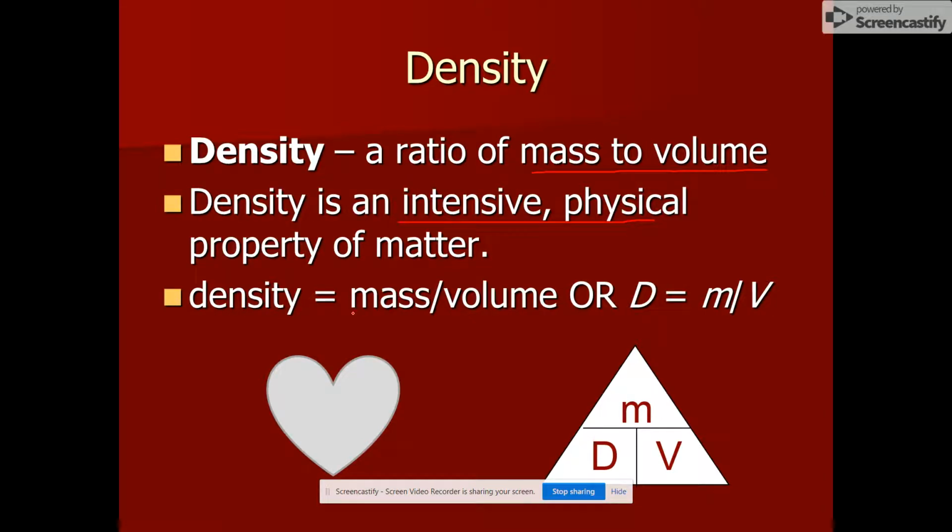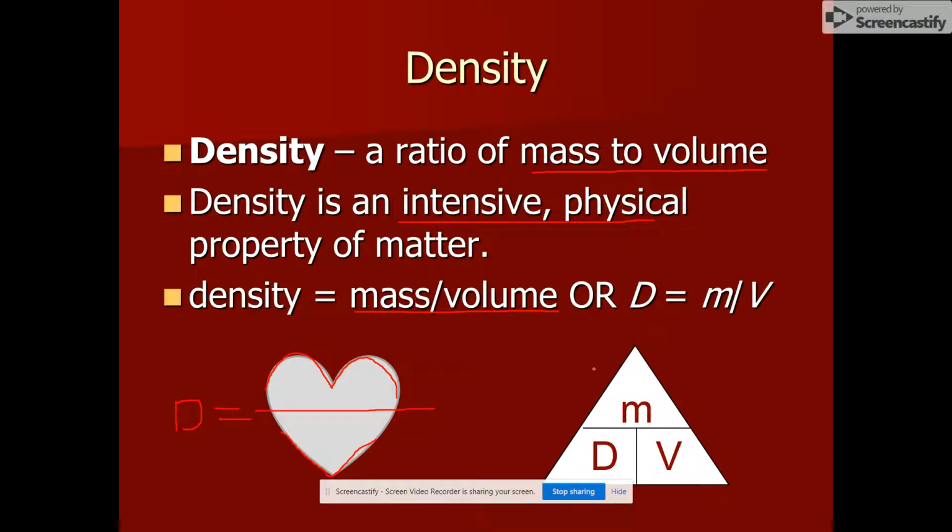Density is a calculated property, and we calculate it by doing mass divided by volume, or D equals M over V. A quick and easy way to remember this: density is equal to a heart with a line through it. If you look, you've got an M on the top for mass and V on the bottom for volume. D equals M over V.